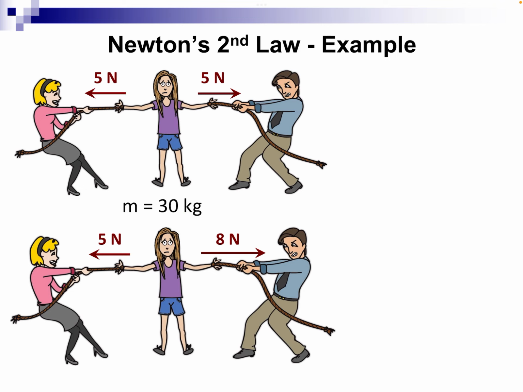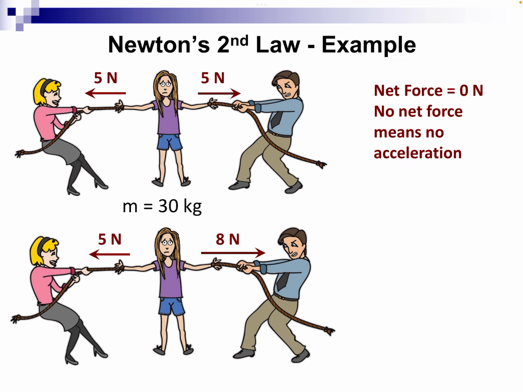Here's an example illustrating Newton's second law of motion, which we already saw earlier when we were talking about net force. You have this girl being pulled in opposite directions. The girl has a mass of 30 kilograms. As we have seen earlier, two forces in opposite directions and the same amount of force will amount to a net force equal to 0 newtons. No net force means no acceleration. Therefore, the girl will just be stationary.